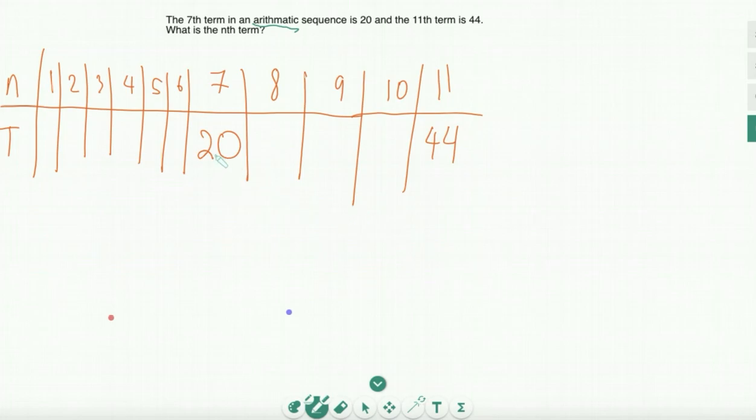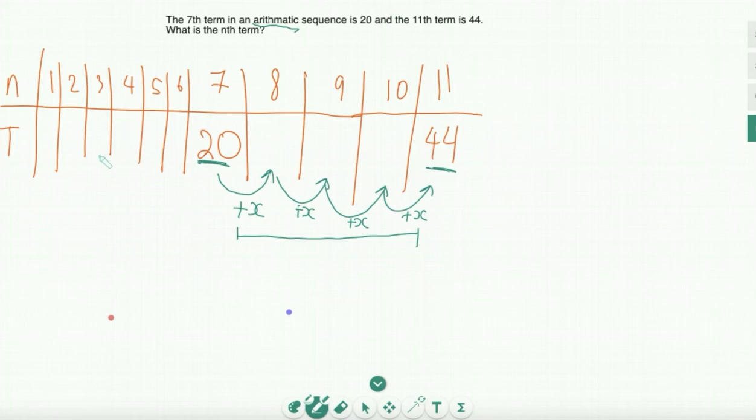So, let's draw an arrow from the 7th term to the 8th term. Let's call this jump from the 7th to the 8th term plus x. Therefore, since it's an arithmetic sequence, the jump from the 8th to the 9th term will be x as well. And 9th to 10th will be x. And 10th to 11th will be plus x. Okay. So look, we made a little equation, guys. We've got 20 plus 4x makes 44.